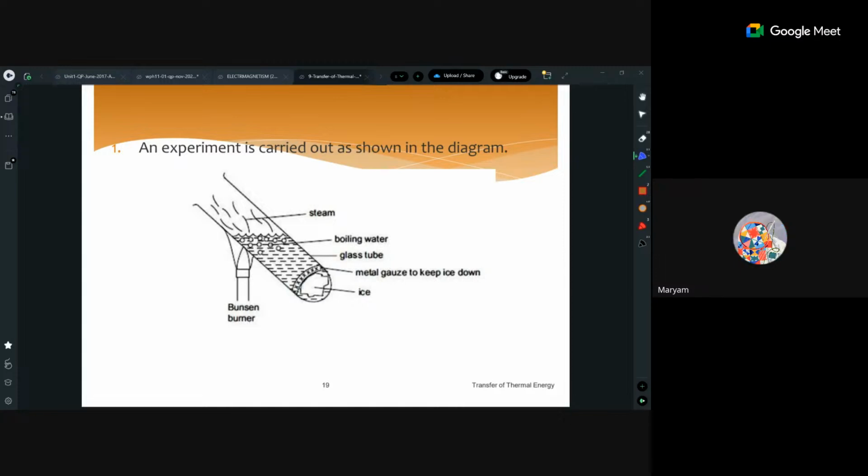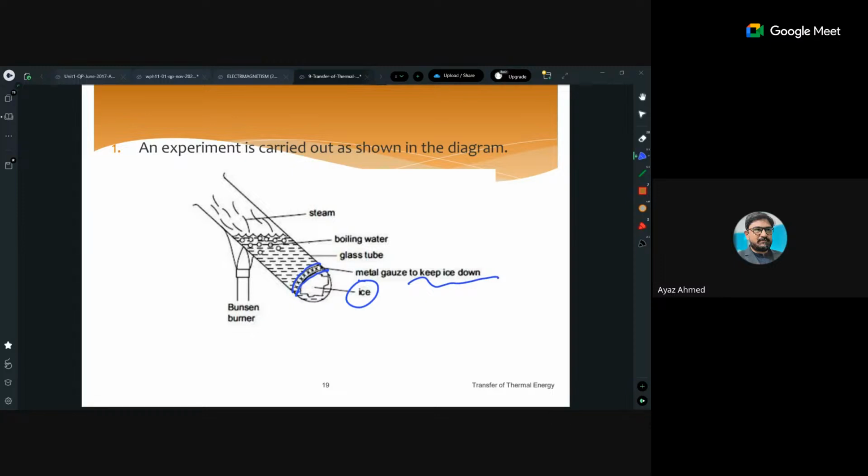This is one of the past paper questions. In that question, you are asked that there is ice placed at the bottom of a test tube and there is a wire gauze. What is the function of this wire gauze? Because ice is less dense than water, the gauze stops the ice from floating up, or you can simply say it keeps the ice down.